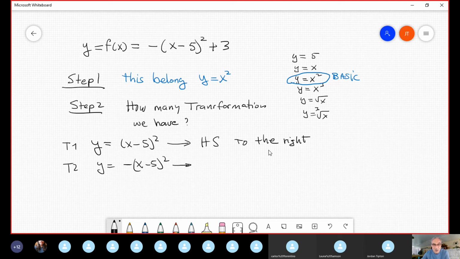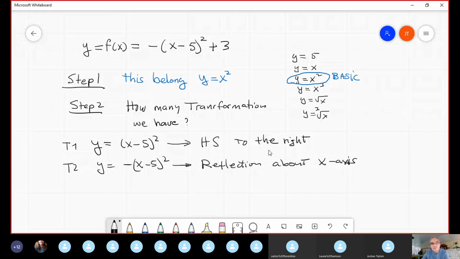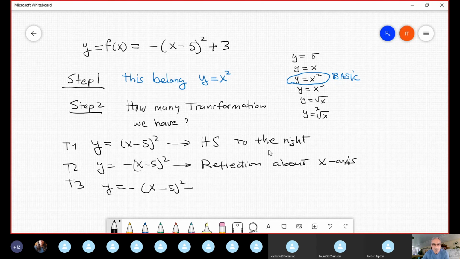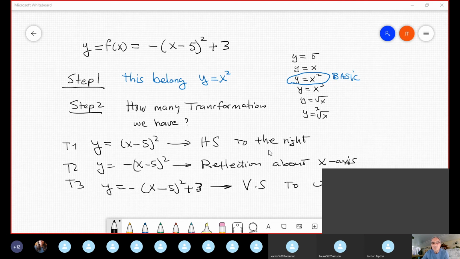And the second transformation, we have reflection about the x-axis. And we have one more transformation, transformation 3, okay, is +3. And +3 is vertical shift. In what direction? Positive. In what direction? Up. Very, very well. Up.